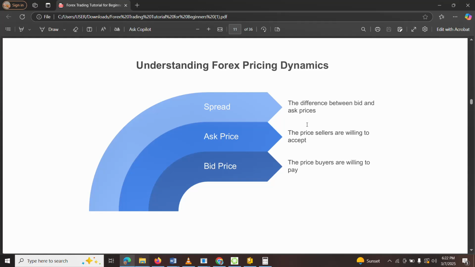So, understanding forex pricing dynamics. What is spread? Like I said, that is the difference between bid and ask price. Then we have the ask price, the price sellers are willing to accept. The other one is the bid price, the price buyers are willing to pay.